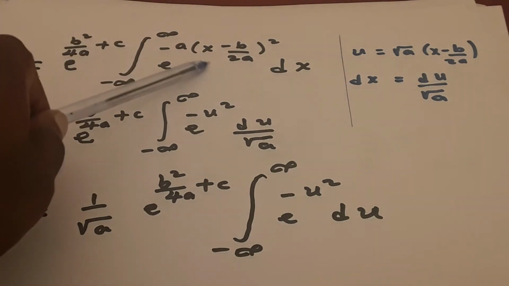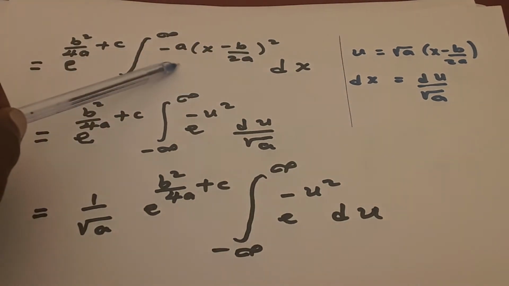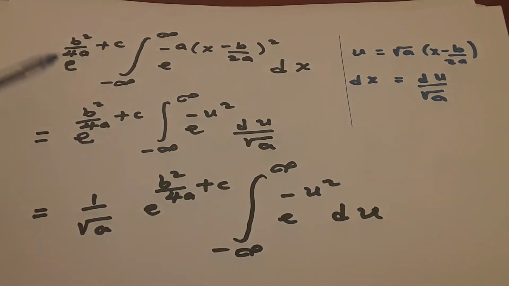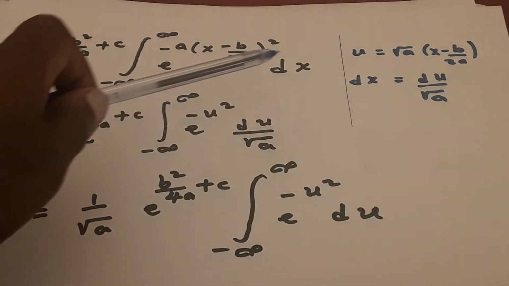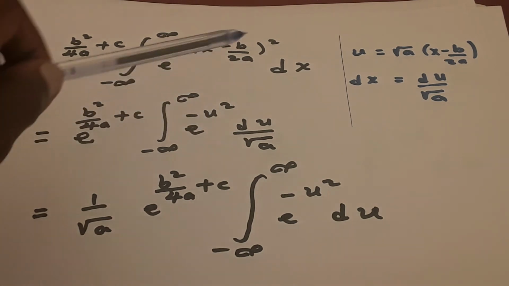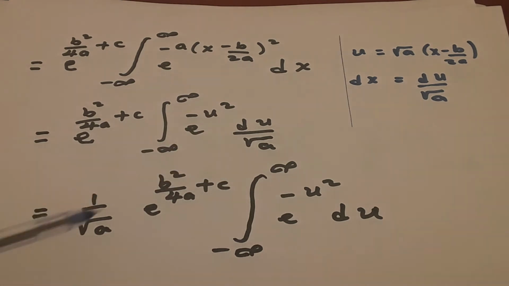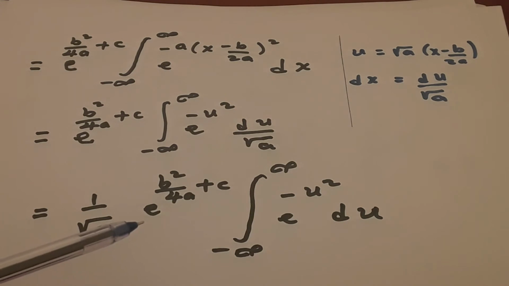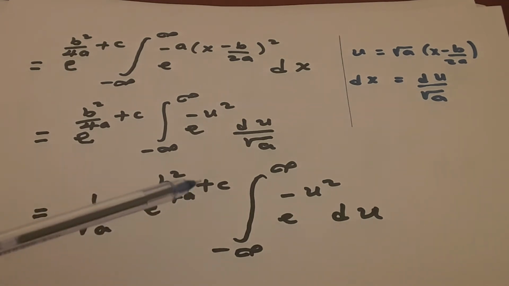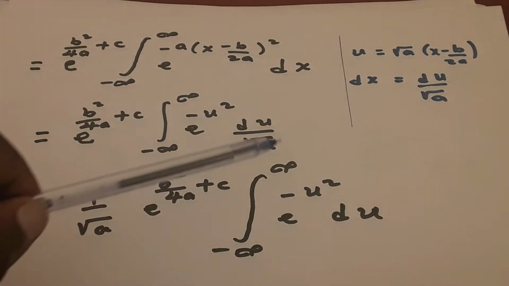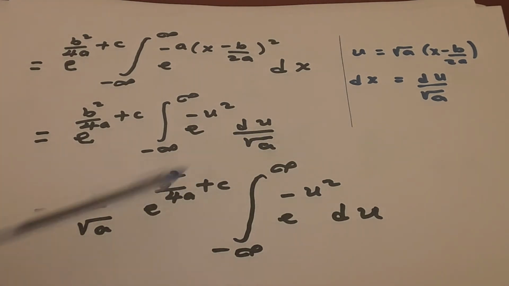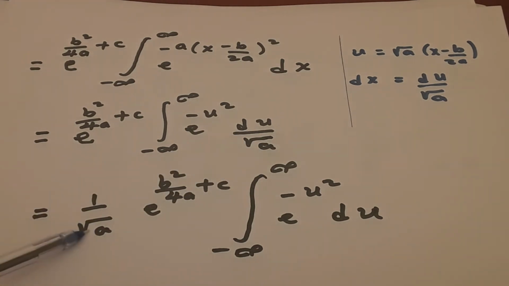Okay, this is u squared, from minus infinity to infinity, e raised to minus u squared, plus b squared over 4a plus c. We have e raised minus u squared, then dx, from the previous substitution, is du over square root of a. Therefore we have 1 over square root of a, e raised b squared over 4a plus c. We move out 1 over square root of a as a constant.